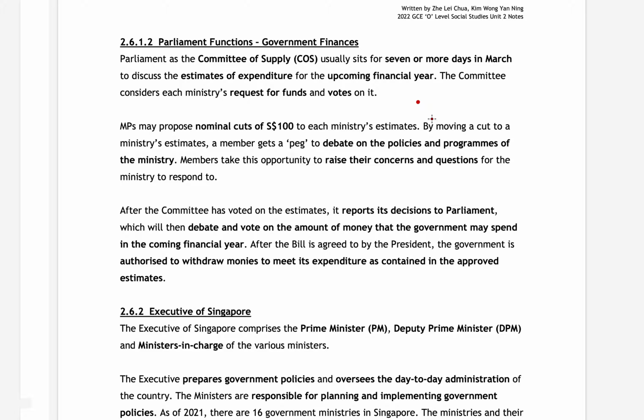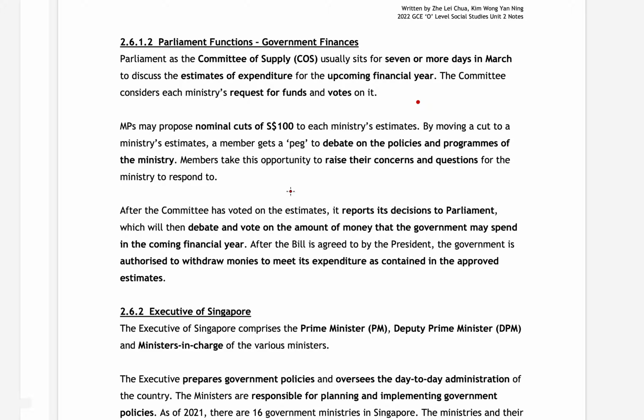MPs can also propose a nominal cut, so they can cut $100 each time to the ministry estimate. Once the committee has voted on the estimates, it reports the decision to the parliament, which is essentially the same people, just a different name. Then they debate again, they vote on the total amount of money that the government can spend in the coming financial year, and then the bill will be given to the president for assent. Once the bill is assented, it becomes a money bill, and then it becomes a money act, sorry.